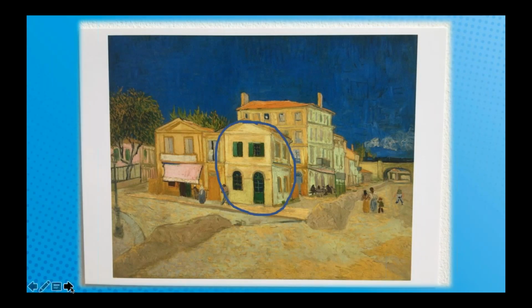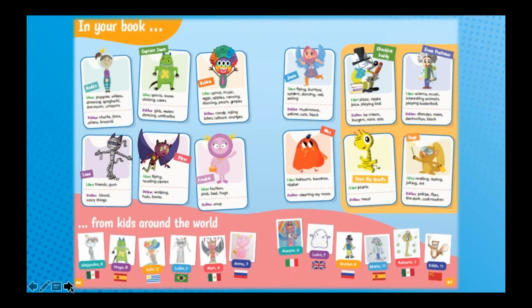Okay, so that was Van Gogh's house. So if we have a look now at the characters in the book. Now, most young learners' books will have a character, but I think this particular young learners' book, Fun Skills, has very special characters, and there's a reason for this.